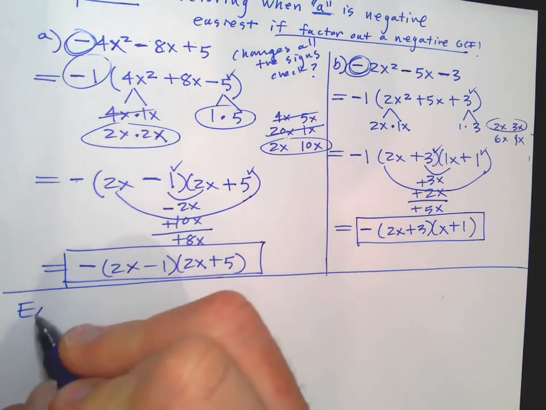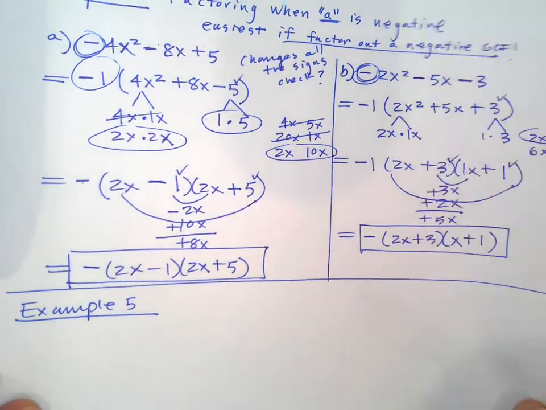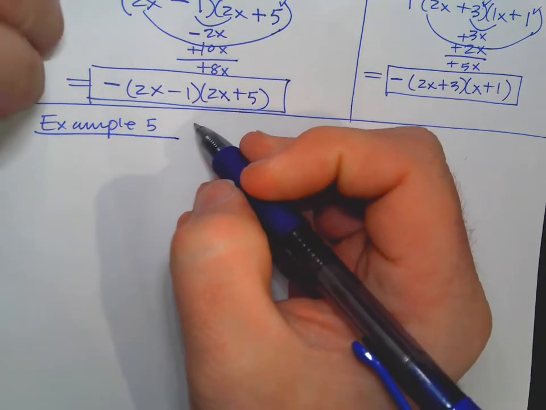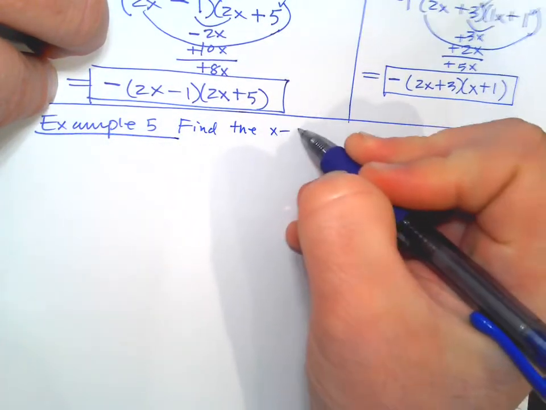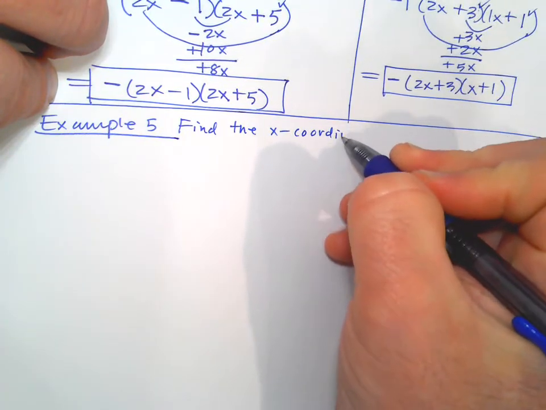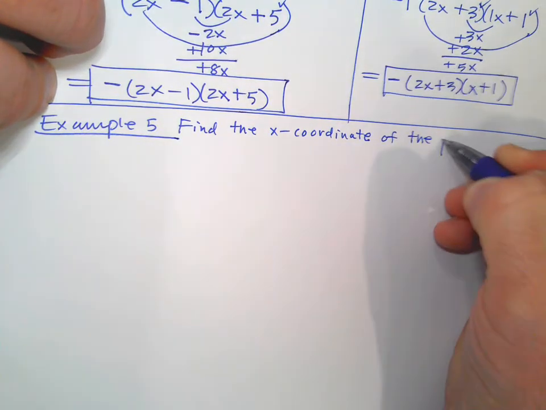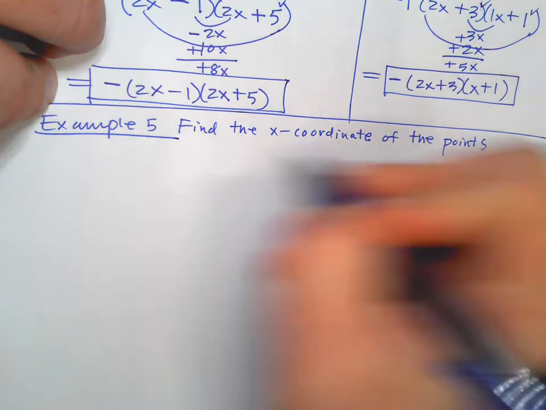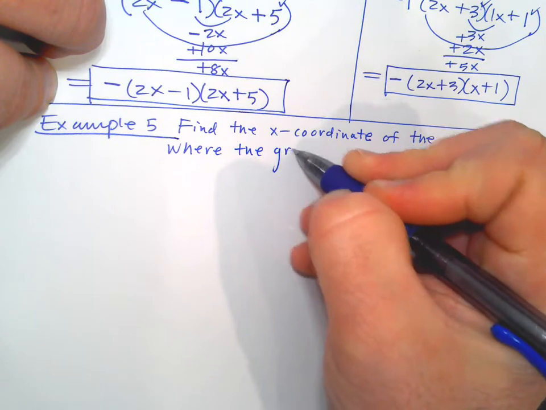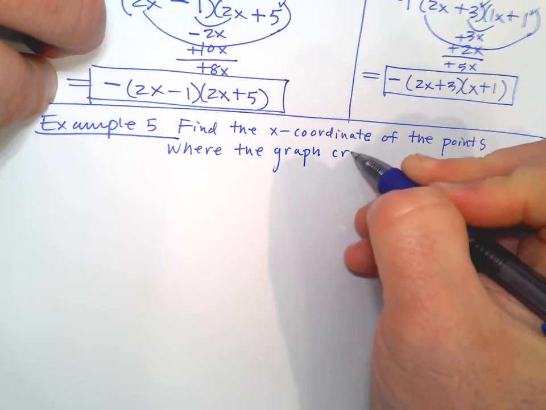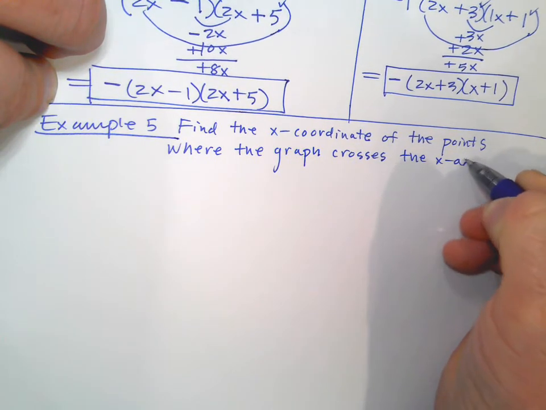Okay, last example. We're going to use the same ideas, but we're going to apply them to a new kind of problem. So the directions on this problem are going to be: find the x-coordinate, which should make you think of graphing, the x-coordinate of the points where the graph crosses the x-axis. So we're talking about a graph.